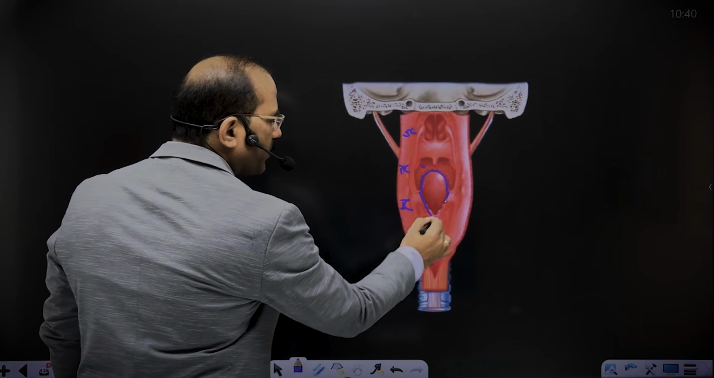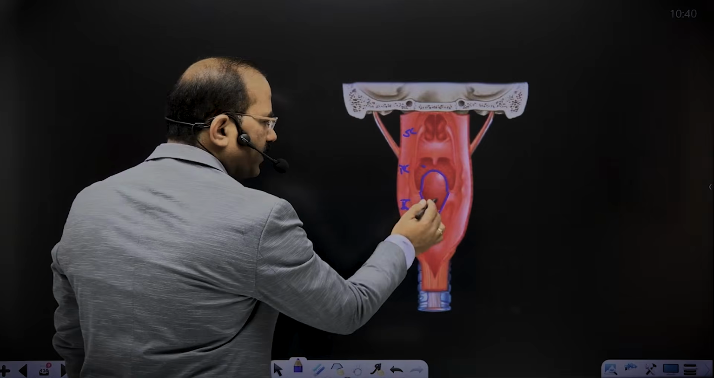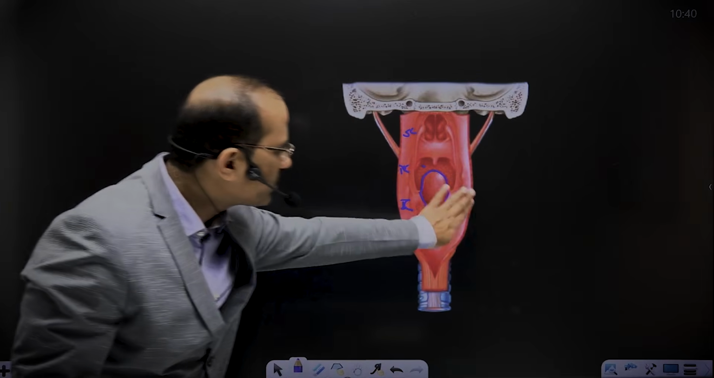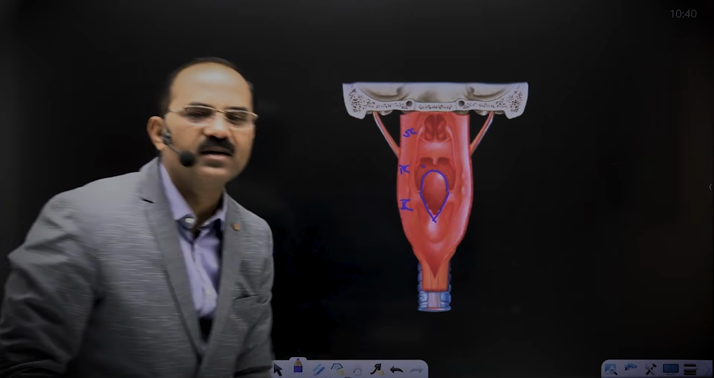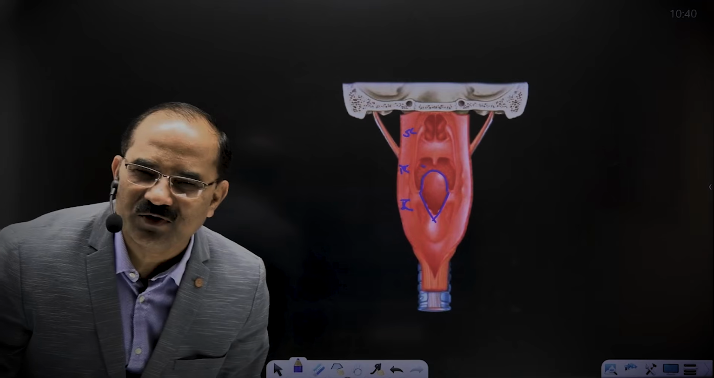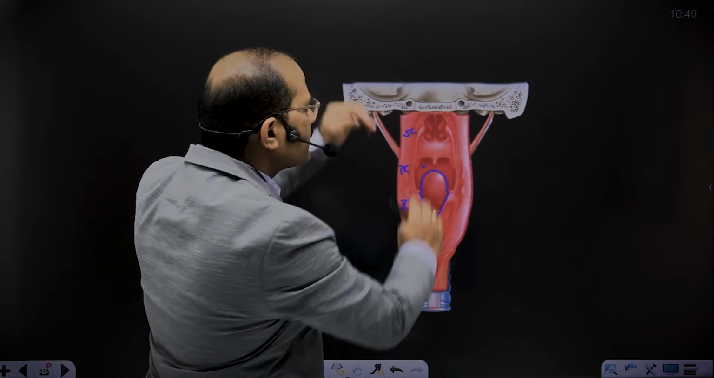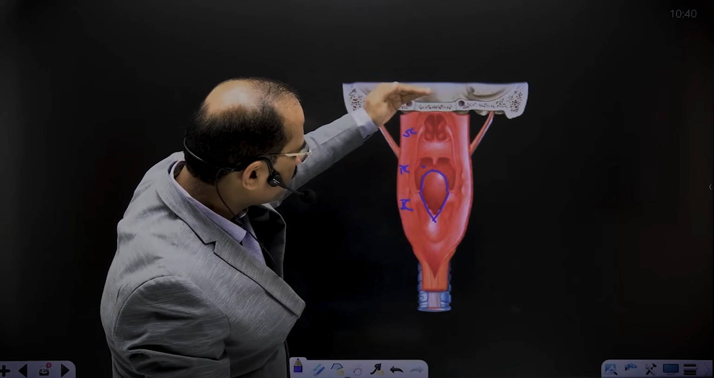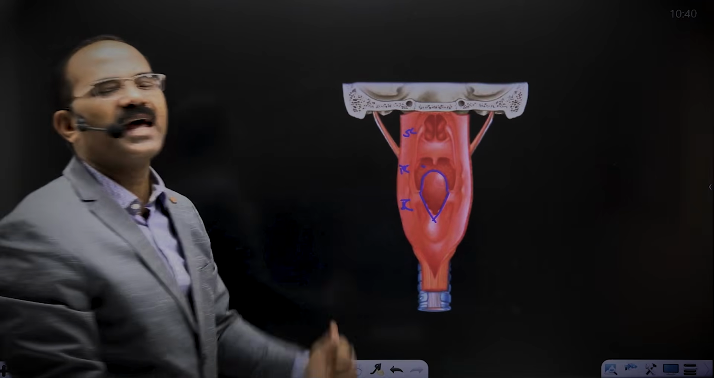Now that's the epiglottis. These are the aryepiglottic folds. So that's the larynx. And this part of the pharynx behind the larynx is the laryngopharynx. Are you able to follow this, students? If I close this, I get the nasopharynx, oropharynx, and the laryngopharynx.